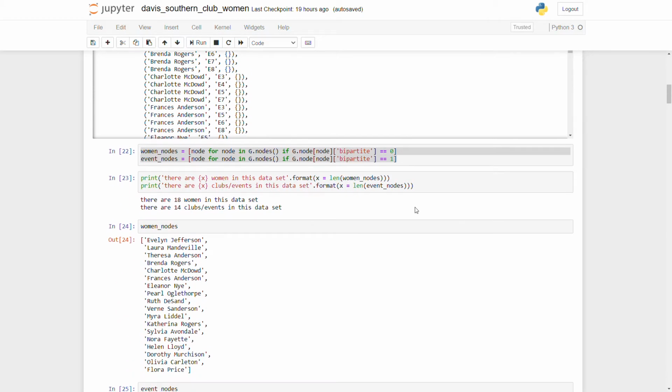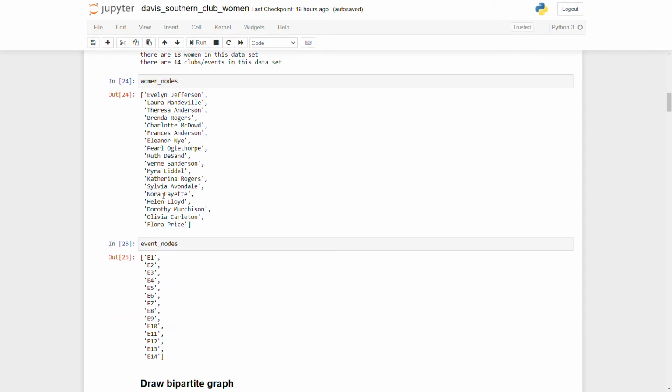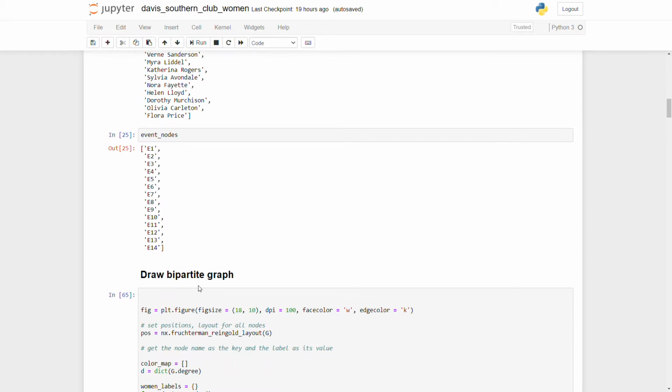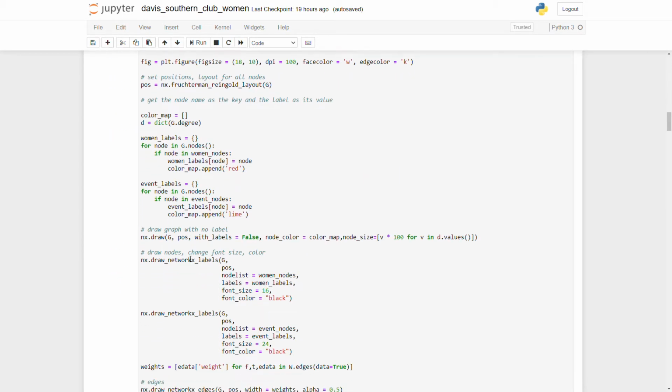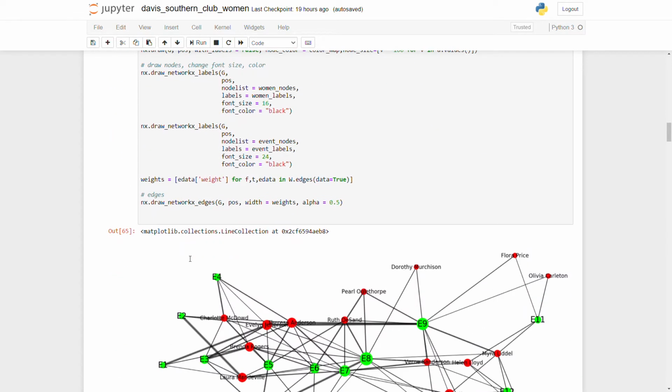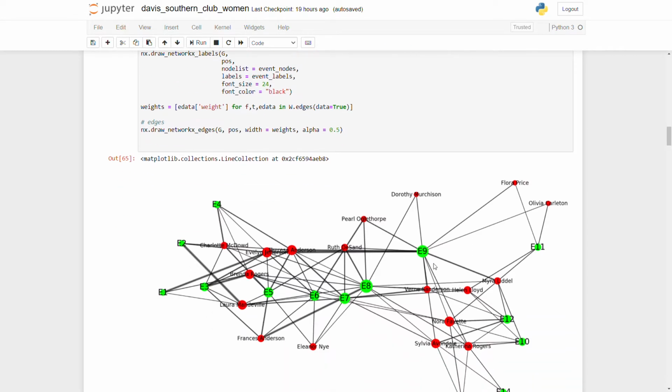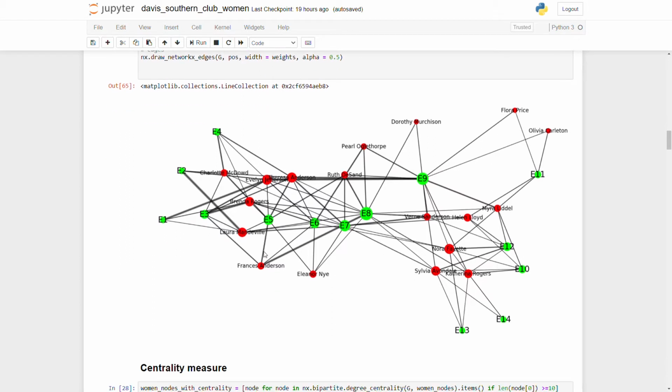We can see there's a total of 18 women in this data set and 14 clubs or events in the data set. Here's a list of the women nodes. Here's a list of the event nodes. Here is where we draw the graph. You can see the size of the nodes is dynamic according to the degree of the node, so how many connections it has, and then the women nodes are red and the event nodes are lime green.